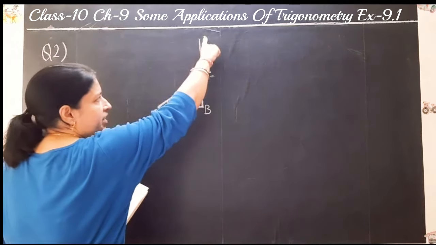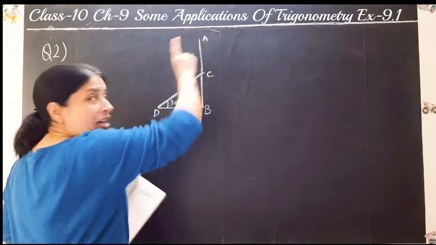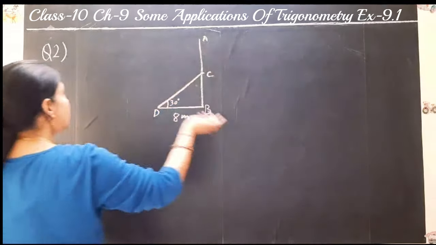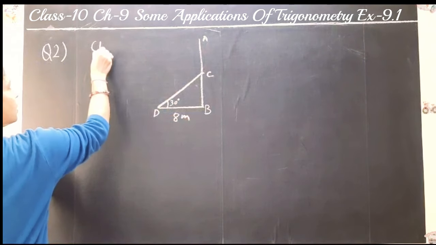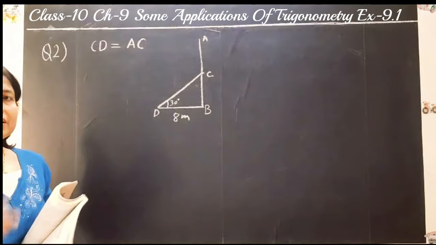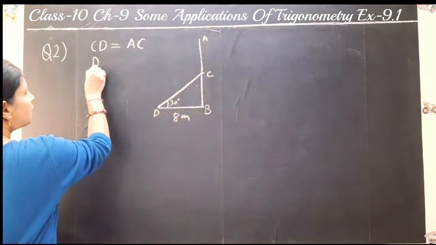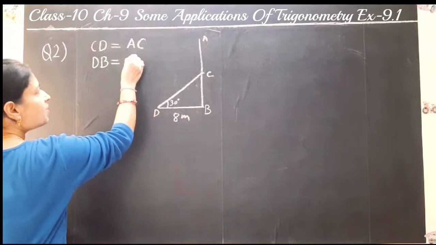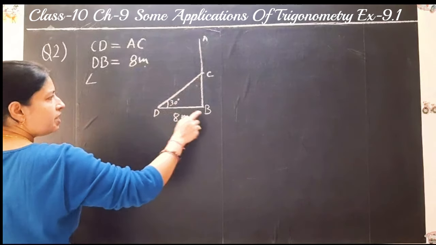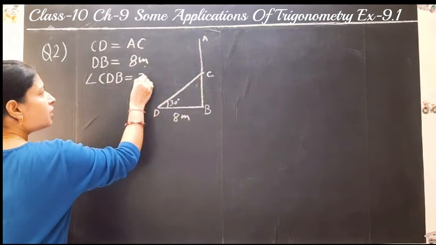यहाँ पे AC is equal to क्या होगा? CD. क्योंकि CD क्या है? AC का AC ही है. Broken part of tree है. So CD is equal to AC. So first write this. CD is equal to AC. Then write what is given. Here DB is given. DB is given 8 meter. And this angle CDB is given 30 degree.